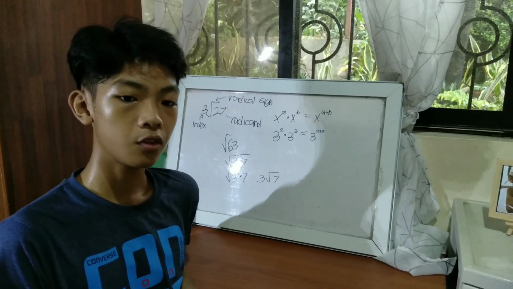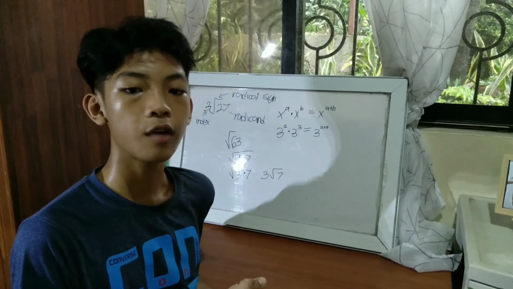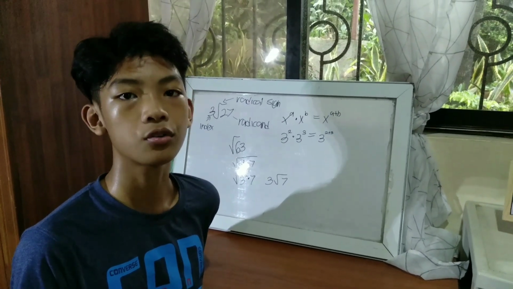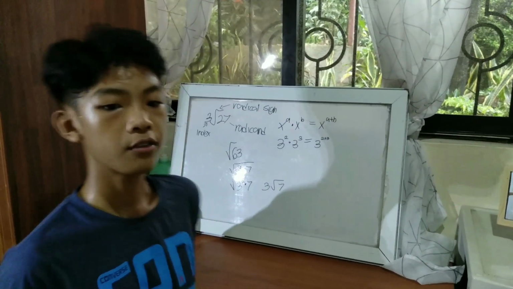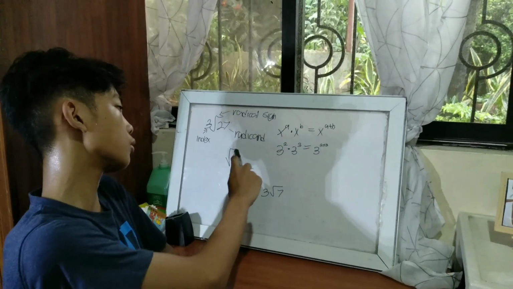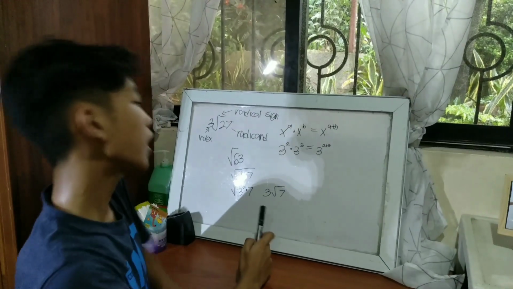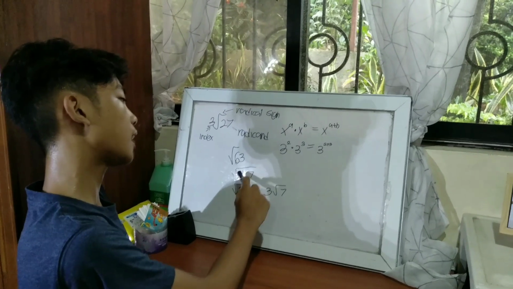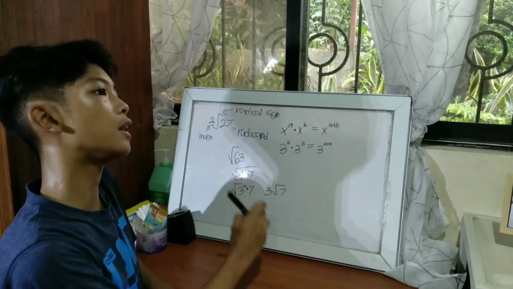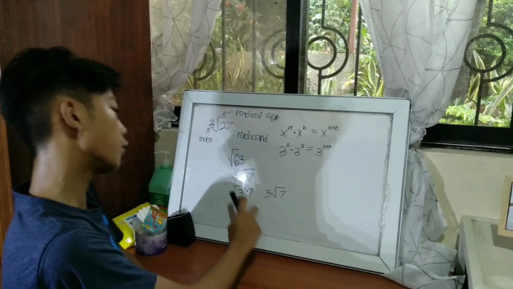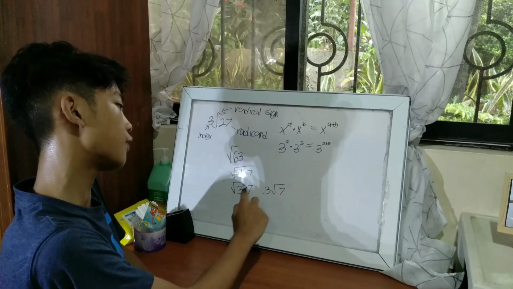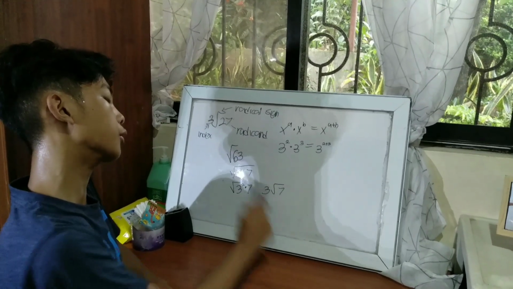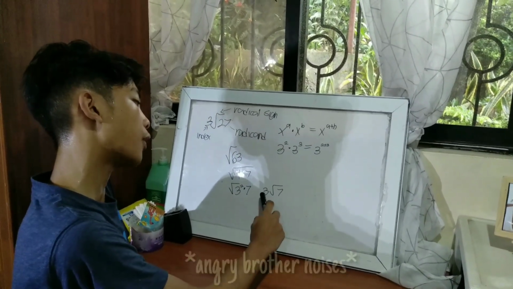To simplify radicals, we factor its radicand into factors whose powers are multiples of the index. For example, the square root of 63 can be factored into the square root of 9 times 7. 9 contains two 3's, so we can factor that into the square root of 3 squared times 7. Since this is a square root, we move the 3 outside and leave the 7 inside.